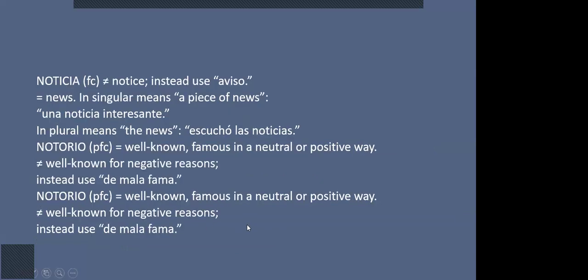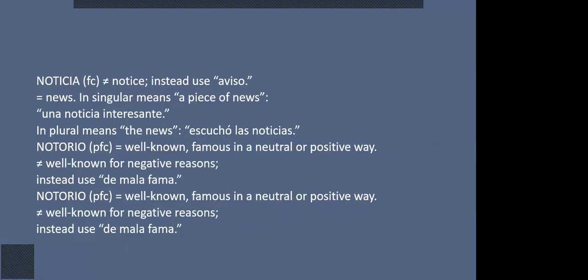We have noticia. That's not the same as notice because that'll be more aviso. But noticia is the news, right? So in singular, it's a piece of news. Una noticia interesante, an interesting piece of news, right? In plural means the news. Escuchó las noticias. The news is always plural.